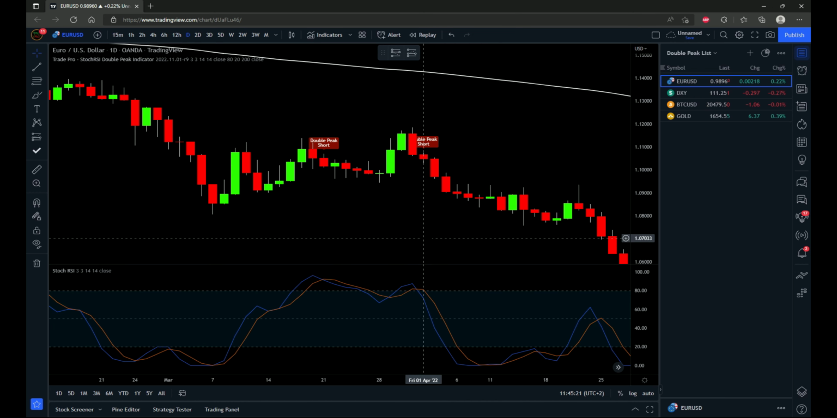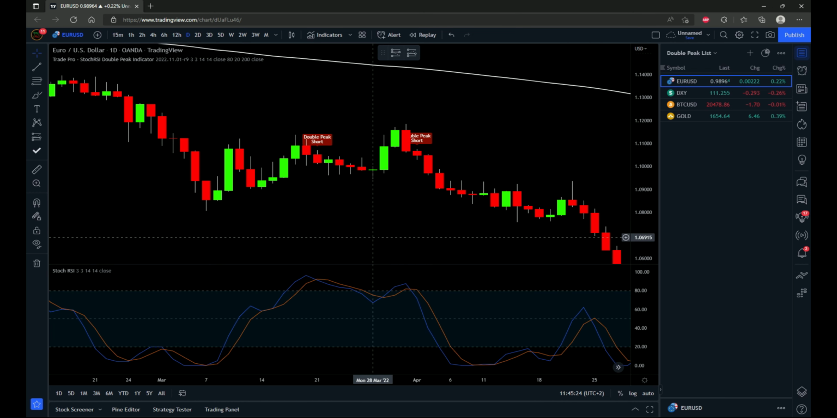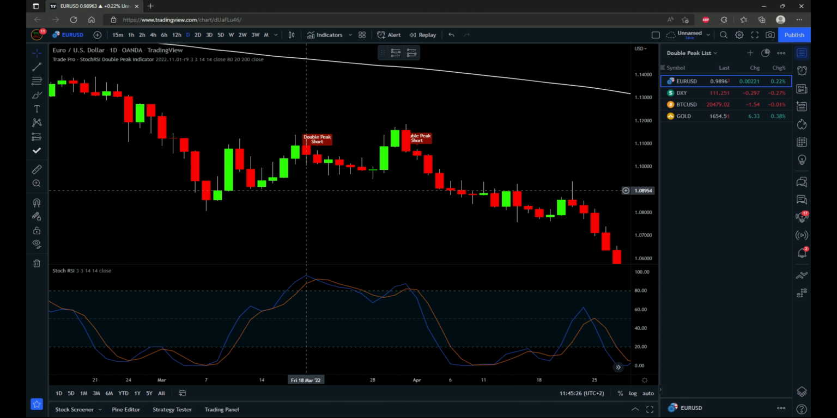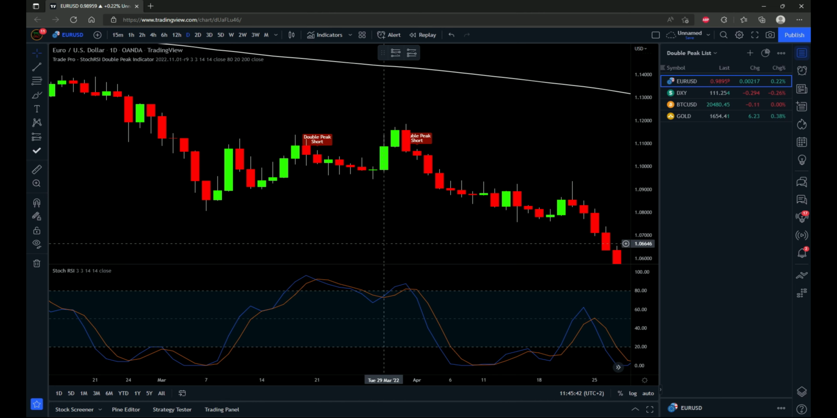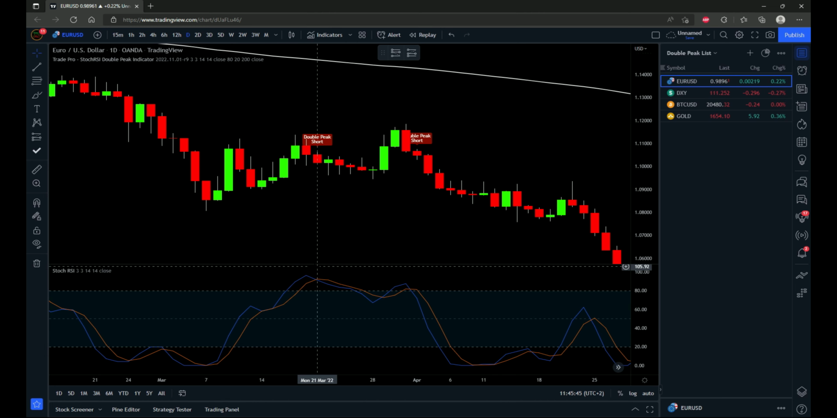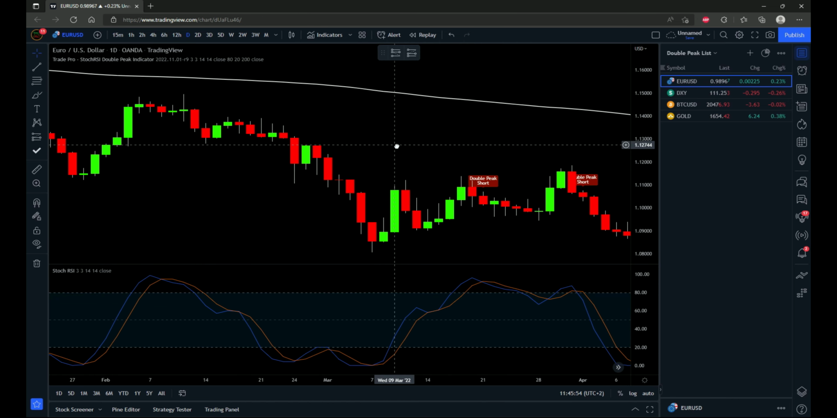So let's take a look at a few more here, and then we'll look at some long signals as well. So we can see double peak short right here. We get a cross down here, crosses back up, and then we get another cross down on this candle. So that's going to be a double peak short. It's under the 200 period EMA, which is the trend direction filter, which you can adjust to whatever your desired trend direction filter is. So whatever EMA you want to use. And then we can see it happening again. We get a cross down, we get a cross up, and then another cross down, all without going below the 50 line on the stochastic RSI, which generates this double peak short signal.